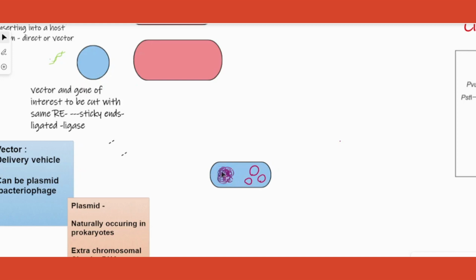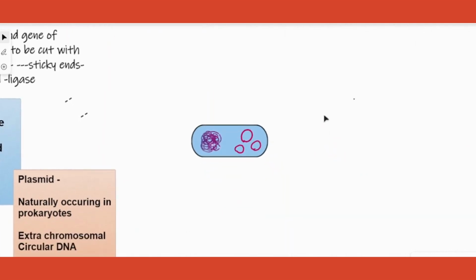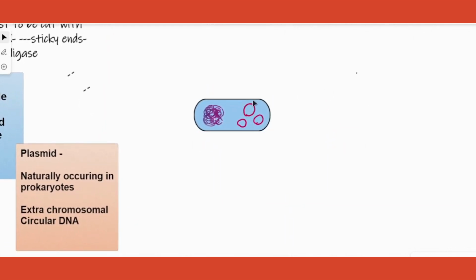Other than the chromosomal material, some DNA will be there in bacteria. Circular DNA will be there in bacteria, like so. Those are called plasmids. So how do we define a plasmid? Plasmids are extra chromosomal, meaning other than the chromosomal material, circular DNA which is naturally occurring in bacteria or prokaryotes. Why is it of any significance to us? It is of significance because this can also be easily cut by using restriction enzymes.